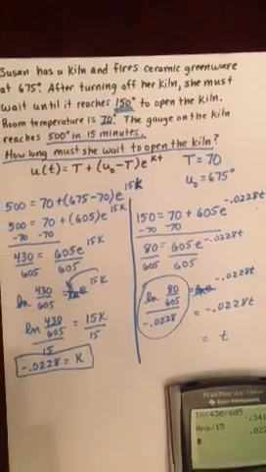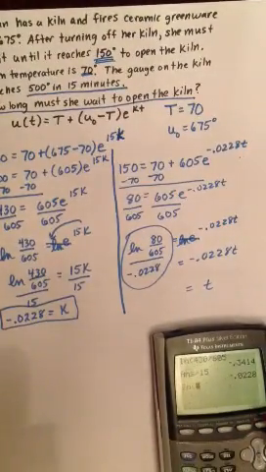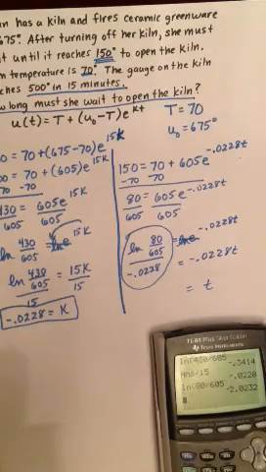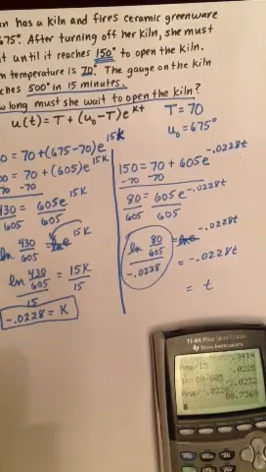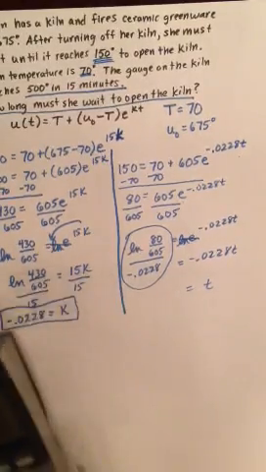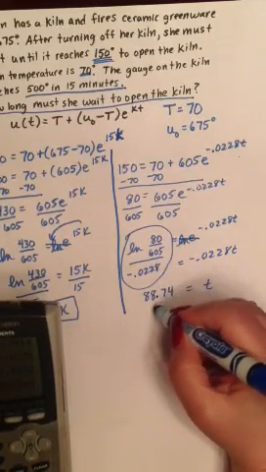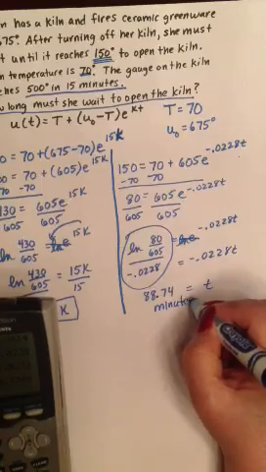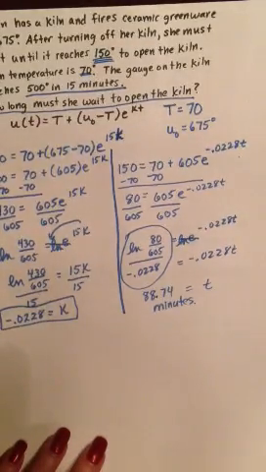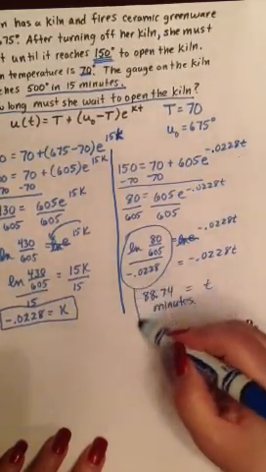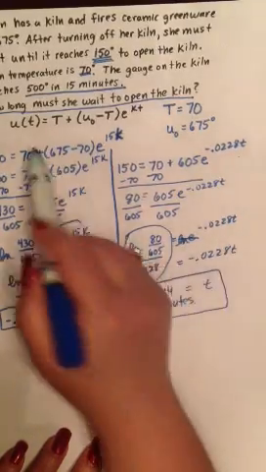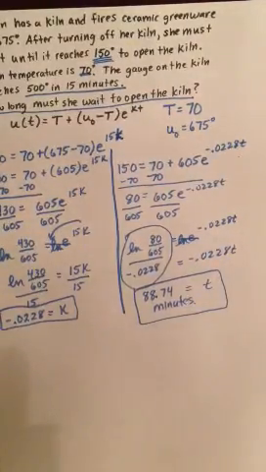So it'll be natural log of 80 divided by 605. And I'm going to enter, divided by negative 0.0228. And so I get the time is 88.74. That would be minutes. That kind of makes sense. It's like an hour and 28.74 minutes. So that would be my answer to my question. How long must she wait to open the kiln? She needs to wait 88.74 minutes.